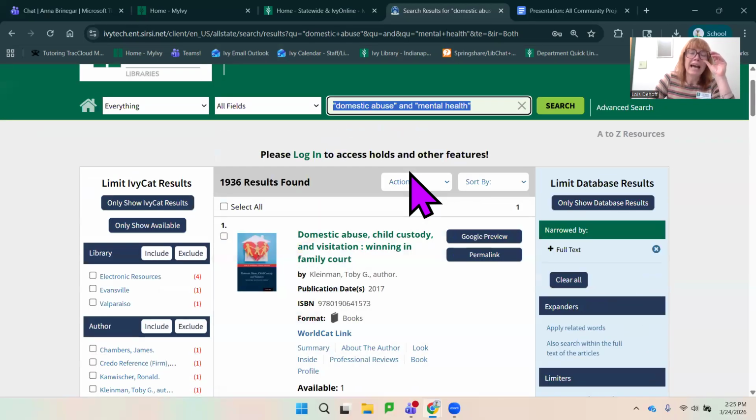When we're looking at Start with Discover, these Ivy Cat results over here on the left are going to be in their Ivy Tech library catalog. So they're going to see ebooks, you're going to see books over on this side. This is the side where you find electronic resources such as peer-reviewed articles, okay?